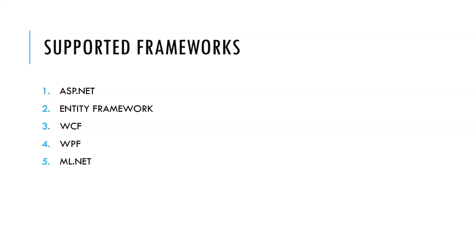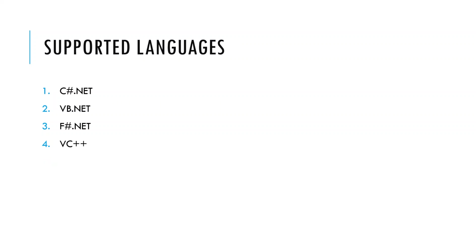The .NET Framework has different internal smaller frameworks for developing different kinds of applications. ASP.NET for developing web applications, Entity Framework for data access related functionality, WCF for service-oriented applications, WPF for Windows applications, and ML.NET for artificial intelligence. Supported languages: .NET supports more than 100 languages like C#, VB.NET, F#, VC++, and so on.